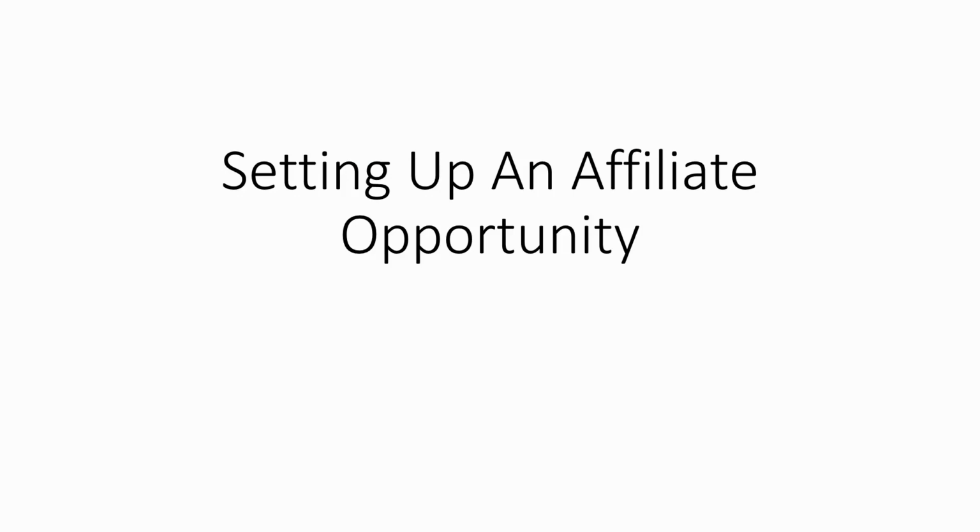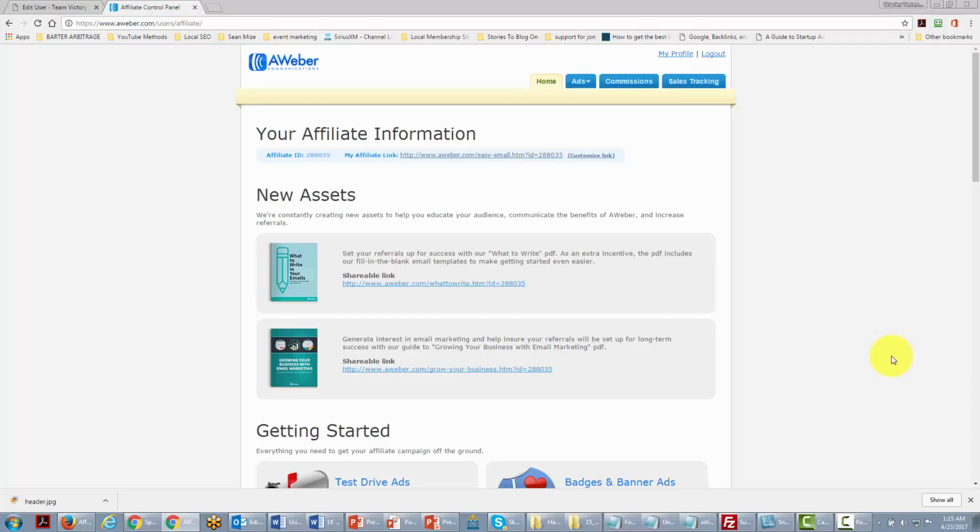Welcome back. Now in this video, we are going to be discussing setting up an affiliate opportunity. You are now looking at the affiliate area for Aweber, an autoresponder company. The reason that we've come to Aweber is because they have several different kinds of ads for their affiliate program. One of the things that you will notice if you go into the ads area is that they have video ads, badges and banner ads.